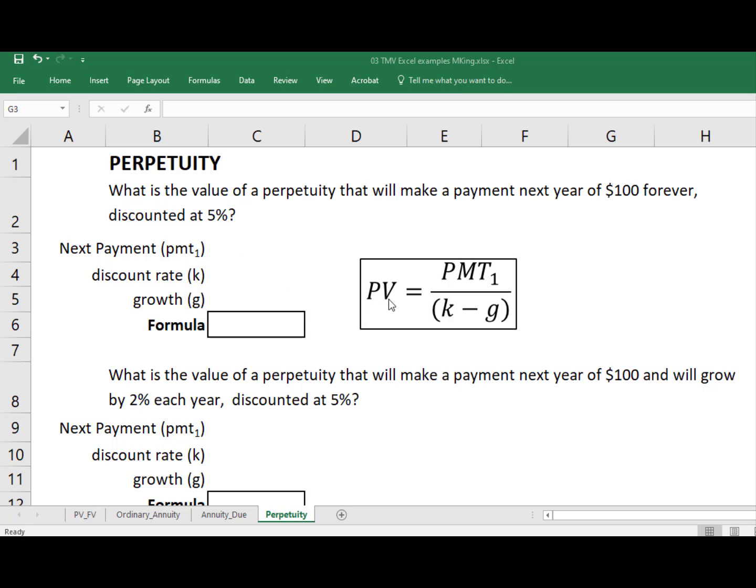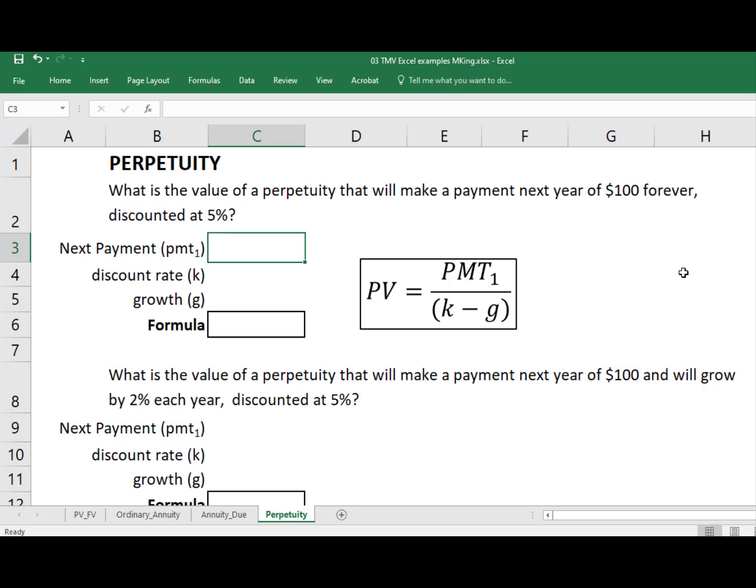Notice that this is the formula for the present value of a perpetuity. You have an equal payment starting in the next period, which is divided by the difference between the discount rate, K, and the growth rate of the payment, G. Now, when G equals 0, we have what's known as a fixed or constant perpetuity. And when G is either positive or negative, we have what is known as a growing or shrinking perpetuity. Okay, so it's relatively straightforward.